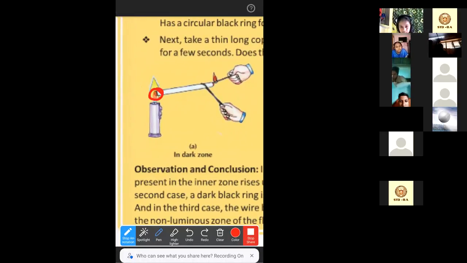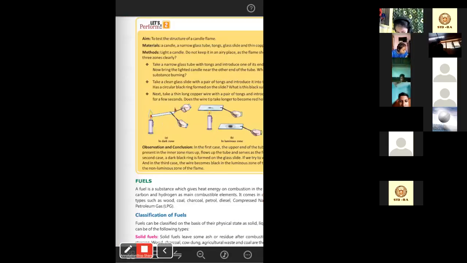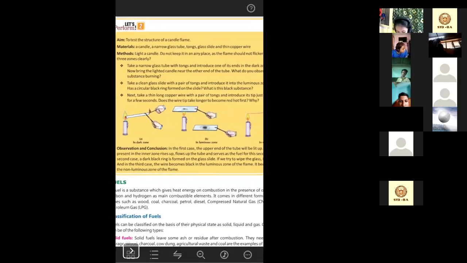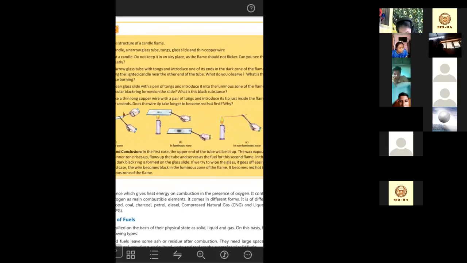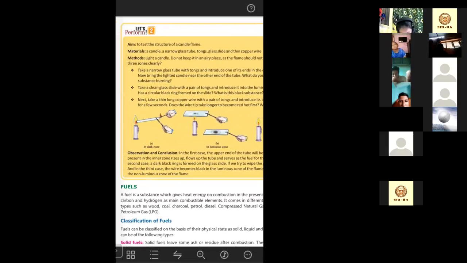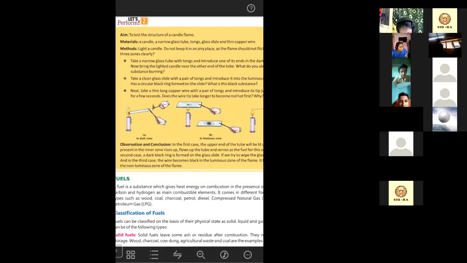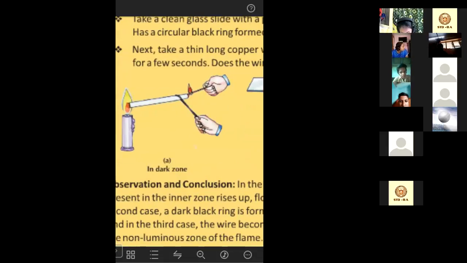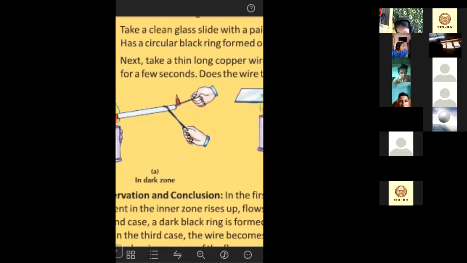So you will have to take one end of the glass tube and put it in the darker zone, the innermost zone of the candle flame. Now bring the lighted candle near the other end of the tube. What do you observe? What is the substance burning? In the darker zone, so what you will have to do? This one.